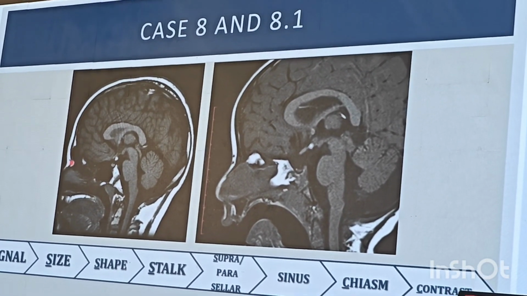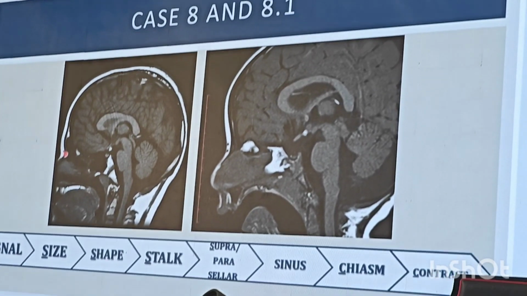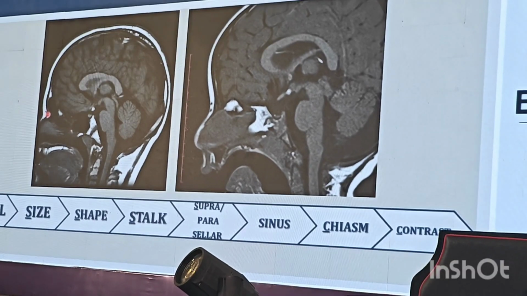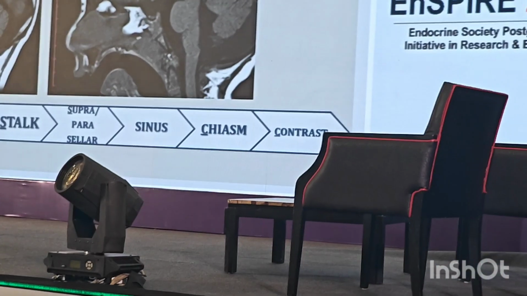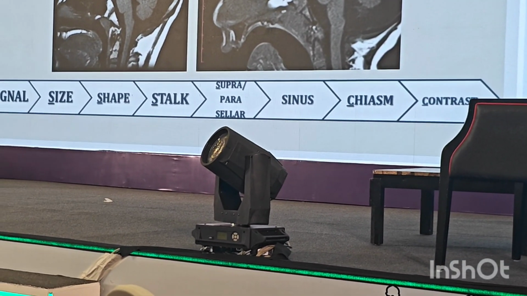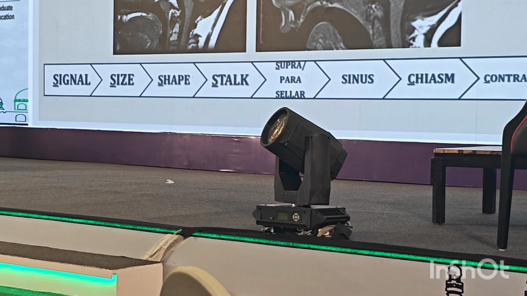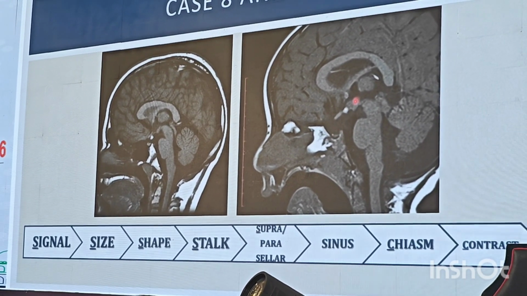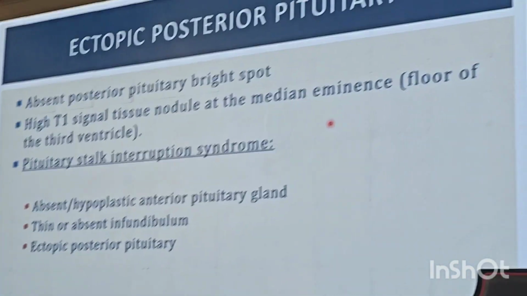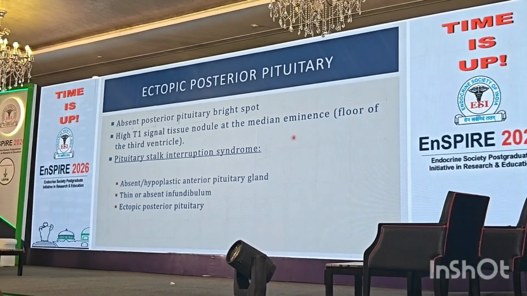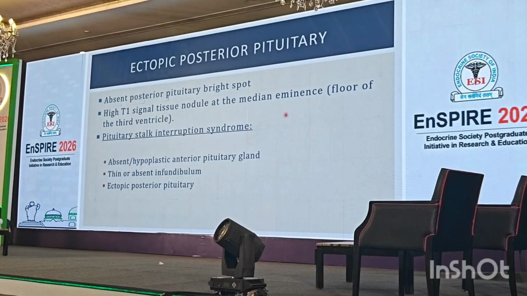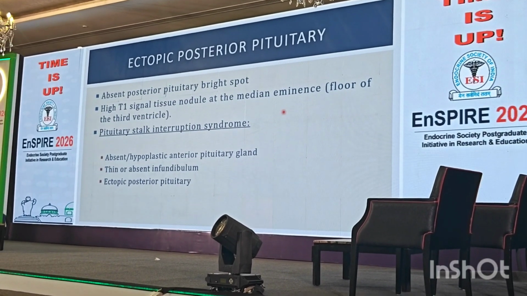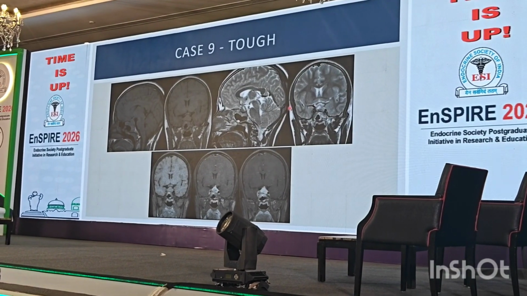So I think I'm done with the time. I'll just show you 2 cases. So what is wrong in these 2 cases? Your posterior pituitary bright spot is there, but it is not located within the sella and it is located outside. And your pituitary sella is also so small. This is another case where it is ectopically located and you don't have your infundibulum or stalk. So the diagnosis would be an ectopic posterior pituitary and your stalk is absent. So it would be pituitary stalk interruption syndrome, which is associated with hypoplastic anterior pituitary, thin or absent infundibulum, and ectopic posterior pituitary. So these are the tough cases.